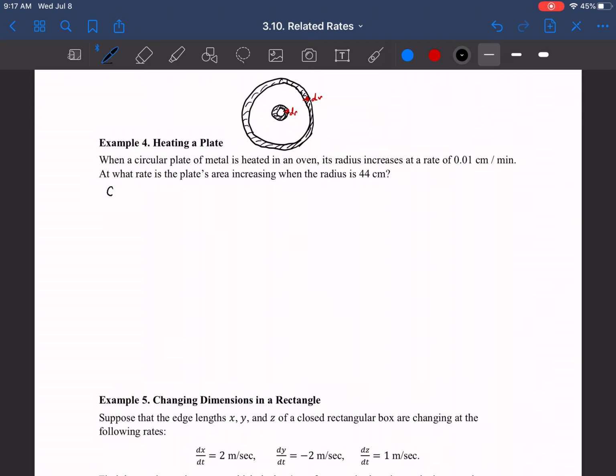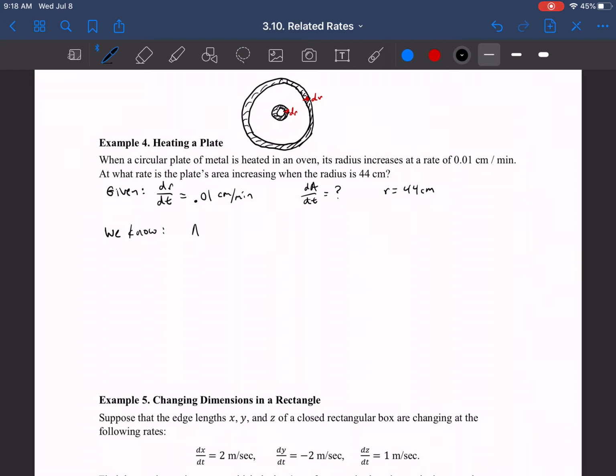So let's try this. We are given dr/dt equals 0.01 centimeters per minute, right? And we're asked to find dA/dt. What is that? And we're asked to find that specifically when the radius equals 44 centimeters. So that's what's given. All right, so what do we know about circles?